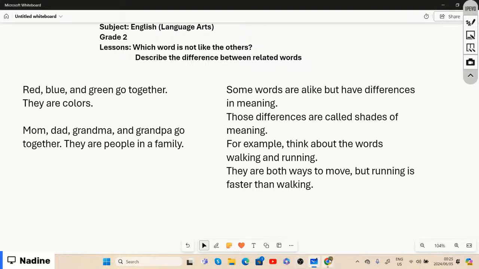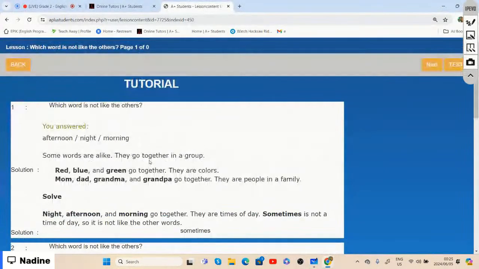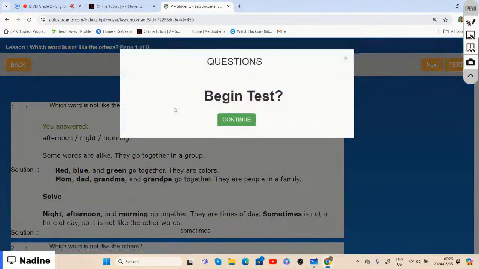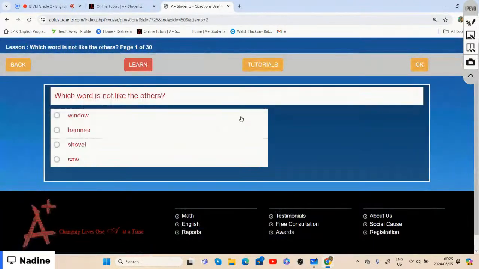Now we're going to aplusstudents.ca, and then we're going to our test. Let's go to our test where we are going to say which word is not like the other. So which word is not like the other?